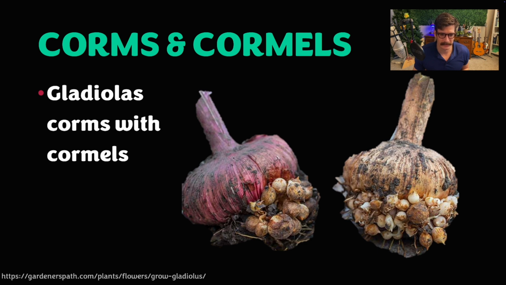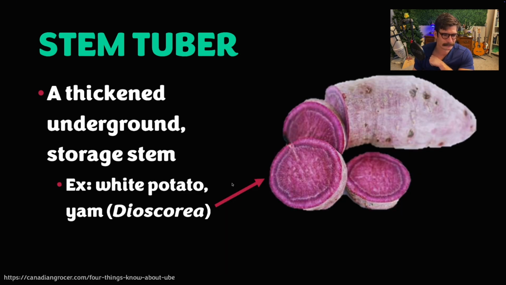These are gladiolus, the flower that looks like a sword. The sword flower, as you might say. There's also stem tubers. So a thickened underground storage stem. This is specifically stem tissue. And if you were to get a microscope and look at all the cells, you'd say, oh, this is actually just a stem. So you might know Dioscorea, the yam, or you might know the white potato. Those are stem tubers. It's stem tissue that we cut and eat, and it stores nutrients in it.